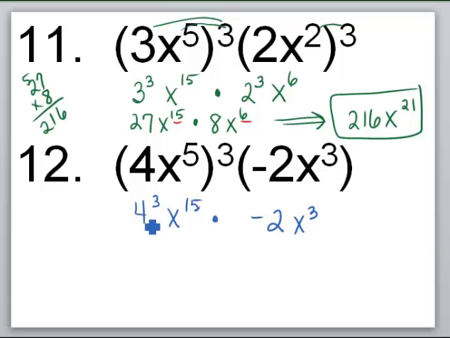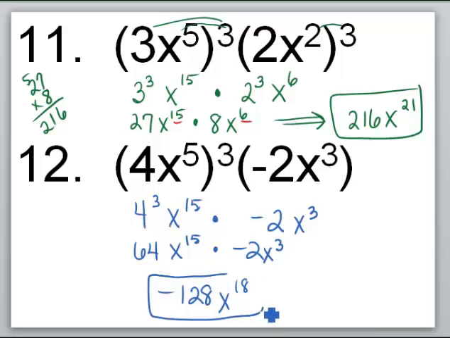Now if I look at this, don't multiply 4 to the 3rd times negative 2. You need to first do 4 to the 3rd. 4 times 4 times 4 is 64. x to the 15th times negative 2, x to the 3rd. 64 times negative 2 is negative 128. x to the, I have 15 x's written in a row, and here I have 3 more x's written in a row, so I have 18 total x's.